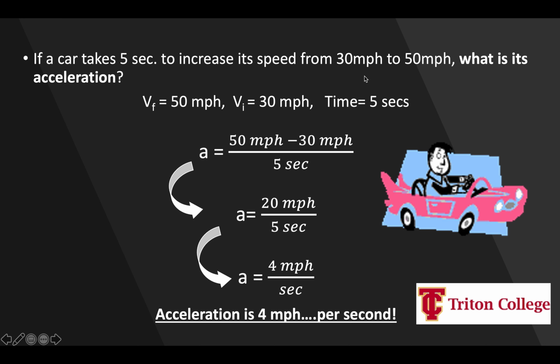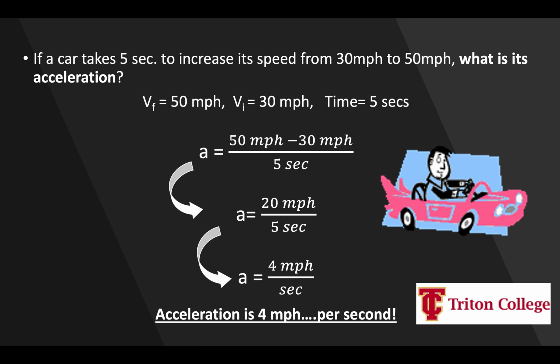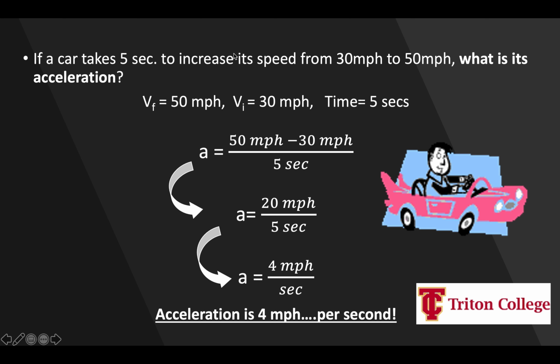Sometimes it'll say things like from rest or from a stop. If you hear that or you read those words, then you know your initial velocity is 0. But in this case, it's not. It was going from 30 miles an hour to 50 miles an hour. So we have our final velocity, our initial velocity, and we're given time. And again, the question is, what is its acceleration?